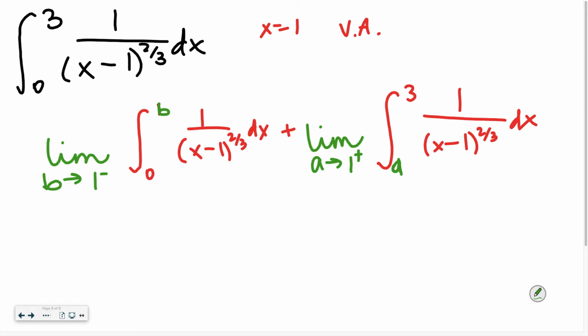Do I need to go back to b? You said replace a with 1. Replace 1 with a, I'm sorry, I said it backwards. This was a 1 and I replaced it with a to make it a limit because of the discontinuity.